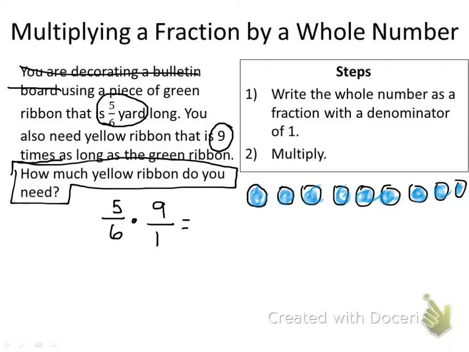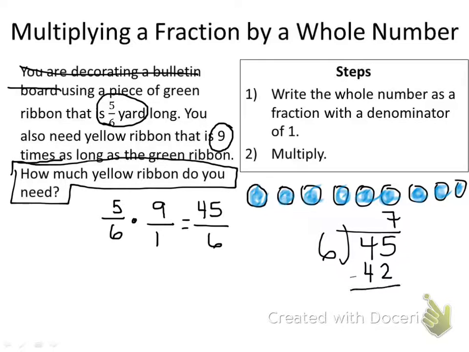So we have 5 times 9 is 45. And then multiply our denominators. 6 times 1 is 6. And now we need to simplify. So we take 45 and divide it by 6 because we have an improper fraction here. 6 goes into 45 7 times. 7 times 6 is 42. Subtract them. 45 minus 42 gives a remainder of 3.